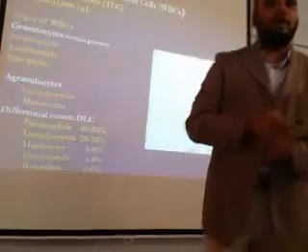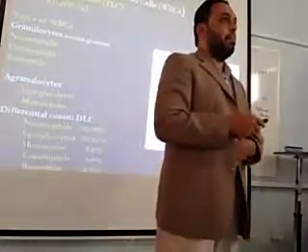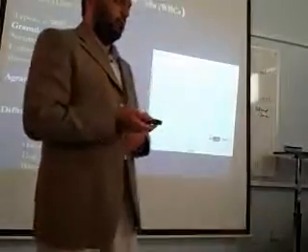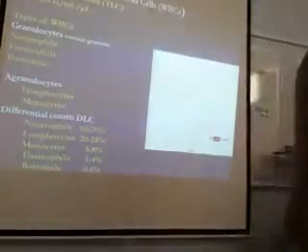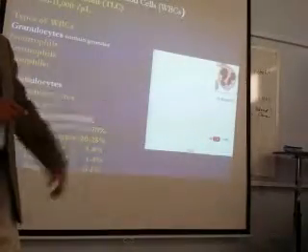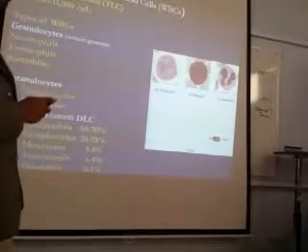Coming back to the granulocytes, how many granulocytes are there? Basically three. What are they? Yeah, neutrophils, eosinophils, and basophils. The neutrophils, eosinophils, and the basophils.